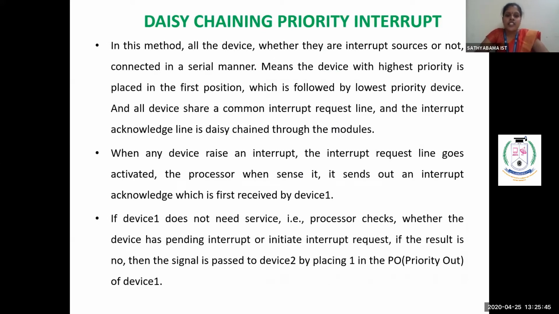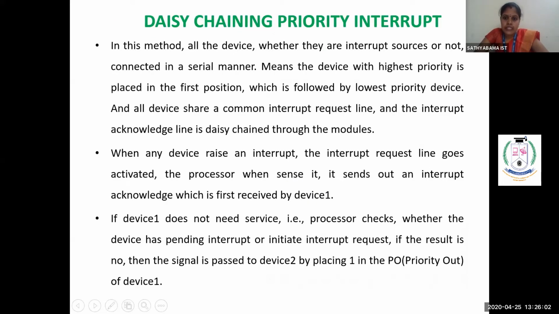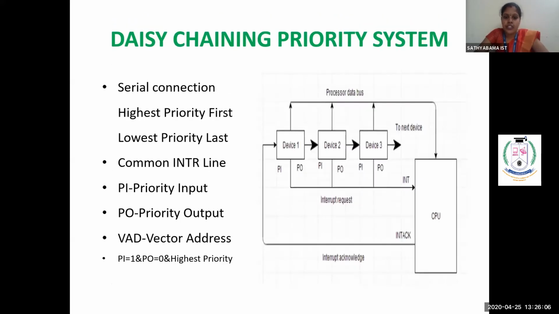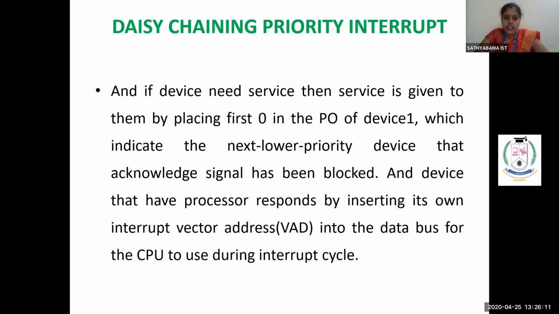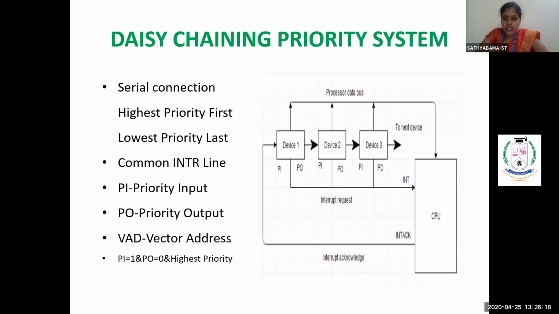Daisy chaining priority interrupt. In this method, all the devices, whether they are interrupt sources or not, are connected in a serial manner. See, device 1, device 2, device 3. The device with the highest priority is placed in the first position. So device 1 is placed first with the highest priority, followed by the lowest priority device. All the devices share a common interrupt request line.